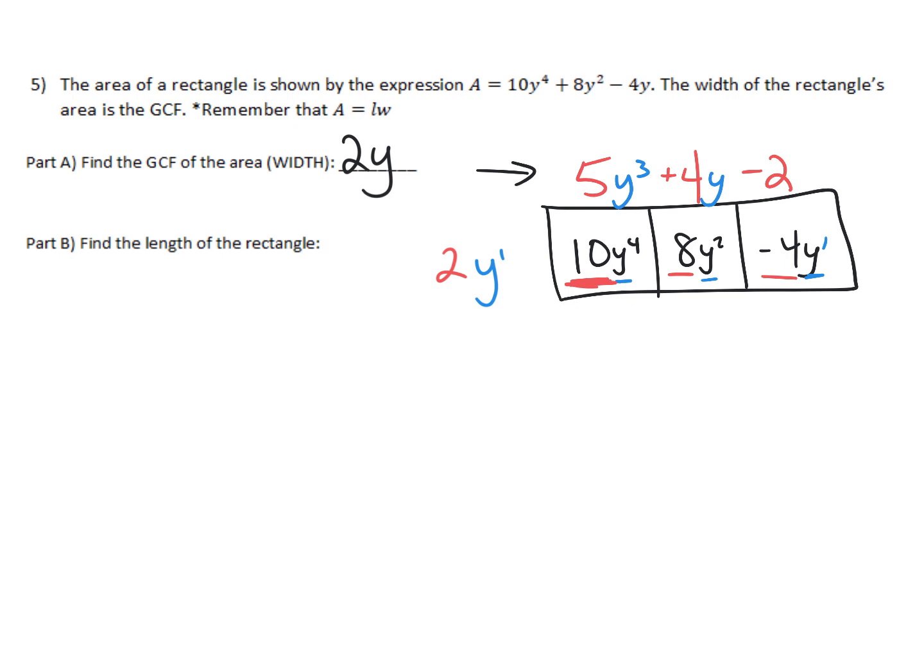So fully factored, I have my GCF for part A, and then for part B, I've got the leftovers, 5y cubed plus 4y minus 2. Came from the top here. Cool, cool. That's part A.